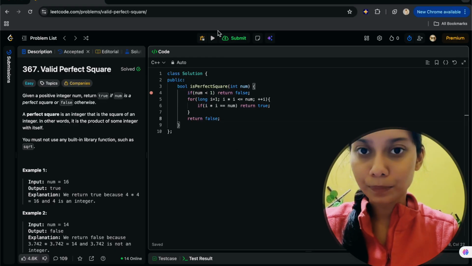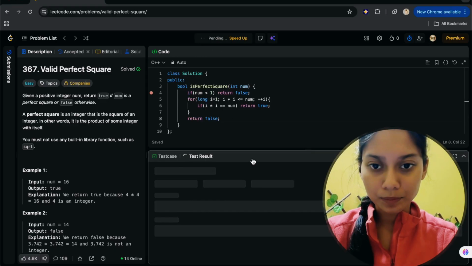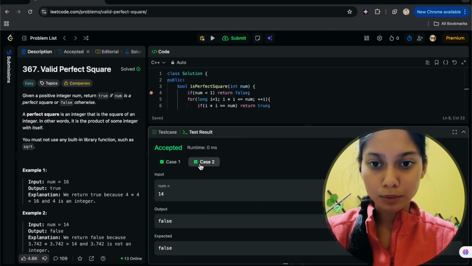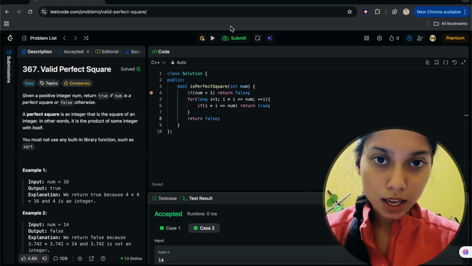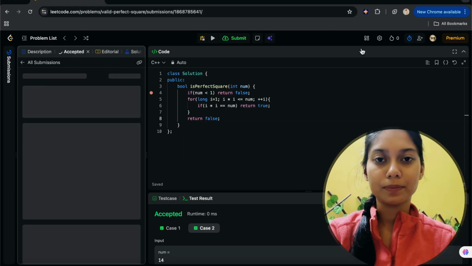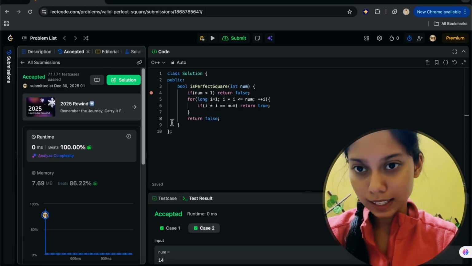So simple. Now let's run this. Yep, it got accepted for both the examples, or test cases, you must say. Now let's submit it. Here we go. We have solved this easy question.